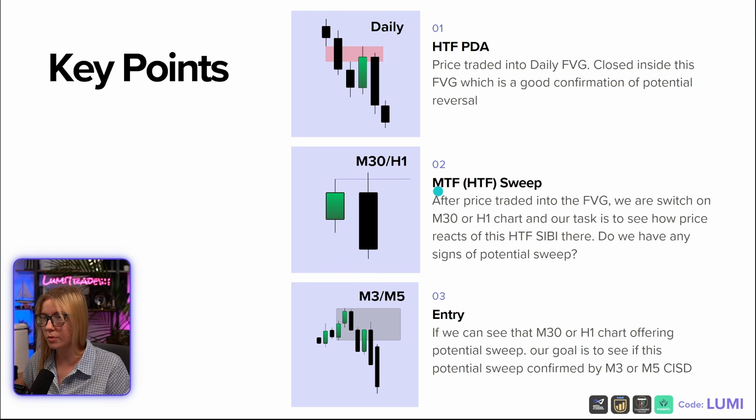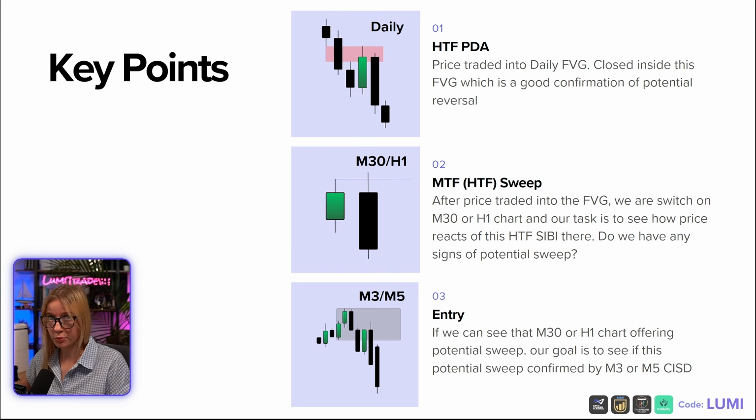Okay, switching right now to medium time frame. It can be high time frame as well. After price trades into daily fair value gap, we are switching to 30-minute or hourly chart, and our task is to see how price reacts from this high time frame fair value gap, right? Do we have any signs of potential sweep? For example, we have daily closure within this candle, inside fair value gap. Right now, I'm going to switch to 30-minute chart or hourly chart, and yeah, it's about to offer a sweep.